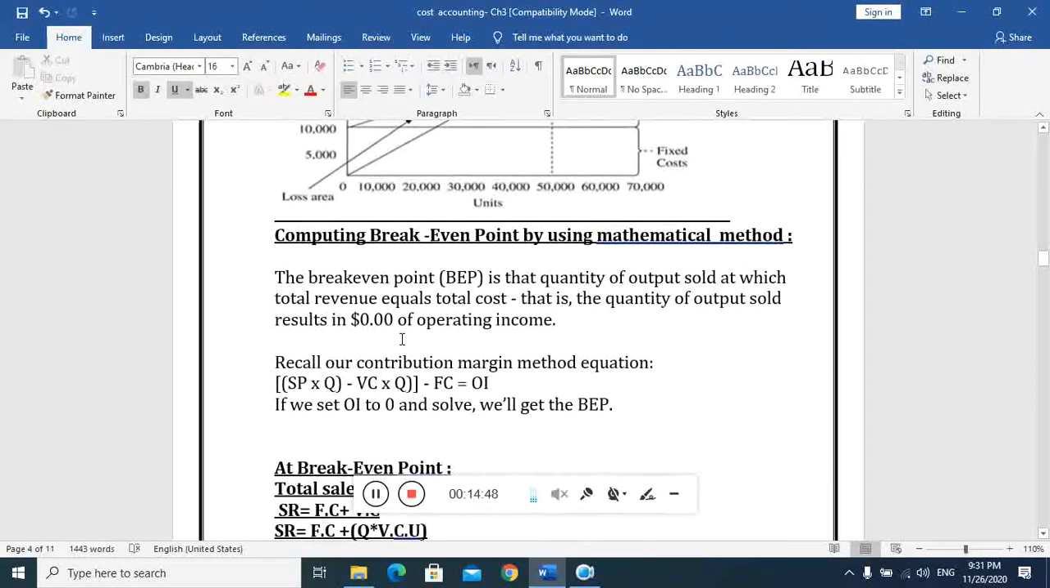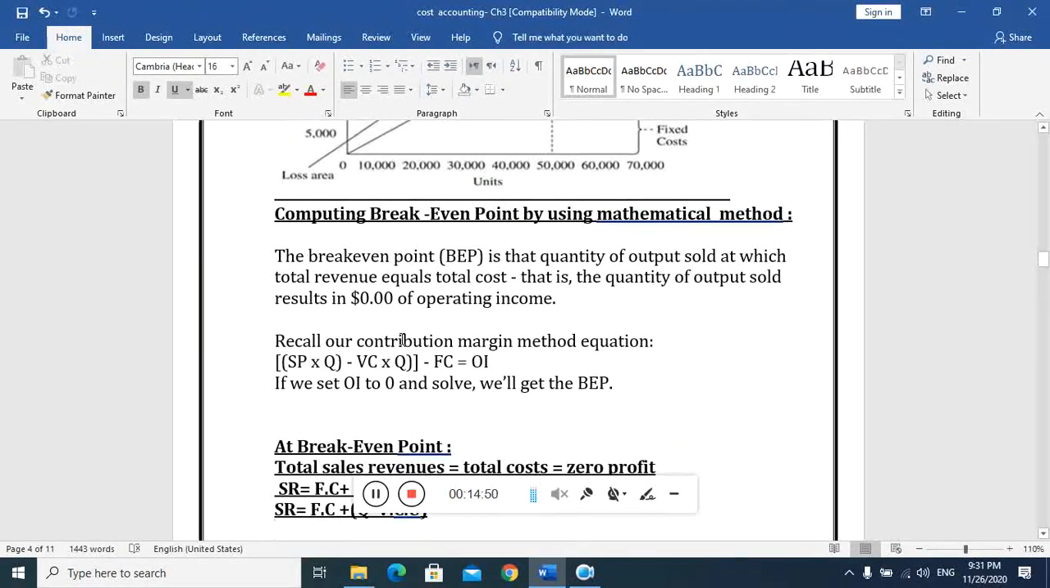Do you remember the contribution margin equation, which we use these symbols? CP multiplied by Q minus variable cost multiplied by Q minus fixed cost equals operating income. If we put 0 instead of operating income, this will be the break-even point.